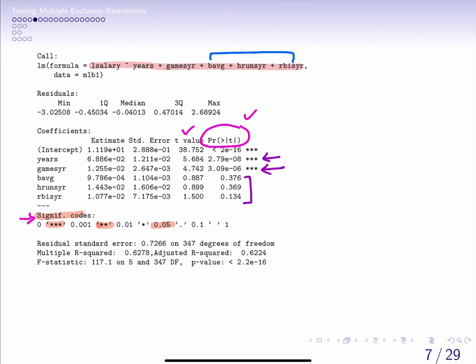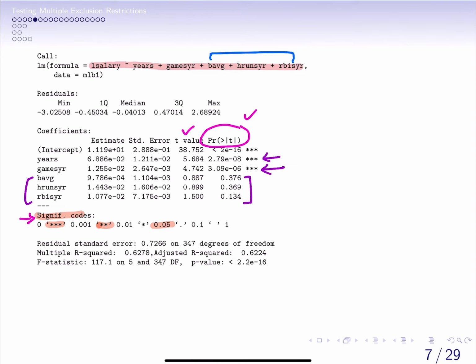So this is concerning, and this might make us question whether we need to change the model or drop these variables. And this is when we can try to incorporate an F-test, which is going to test whether these variables are jointly significant for log salary.